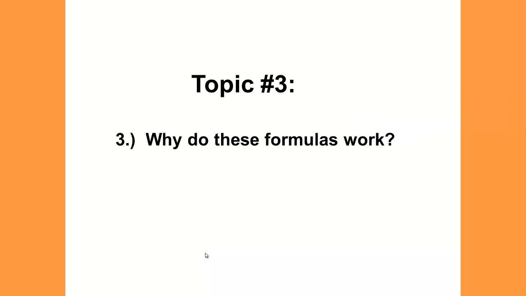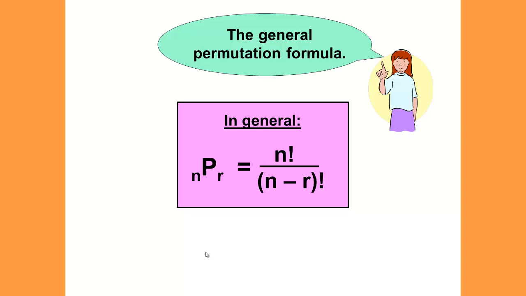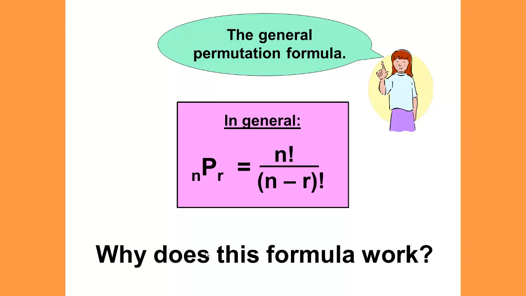And this is topic 3, why do these formulas work? Here again is the general formula for a permutation. nPr equals n factorial over n minus r factorial. And again, this is the general formula for a permutation. Why does this formula work?